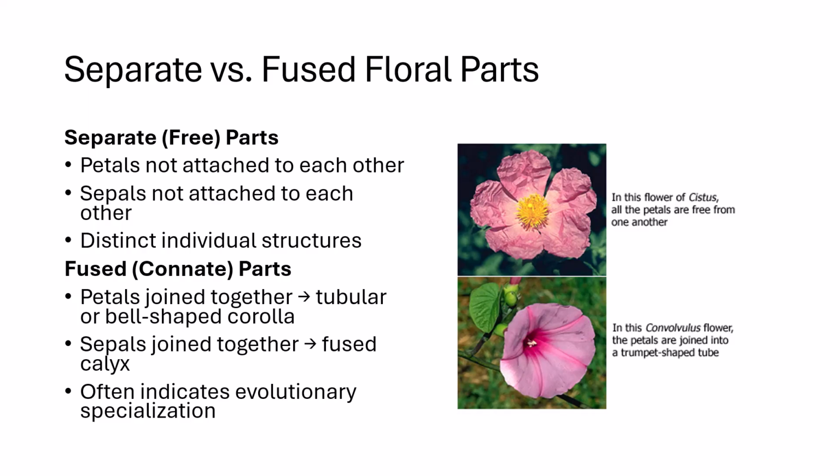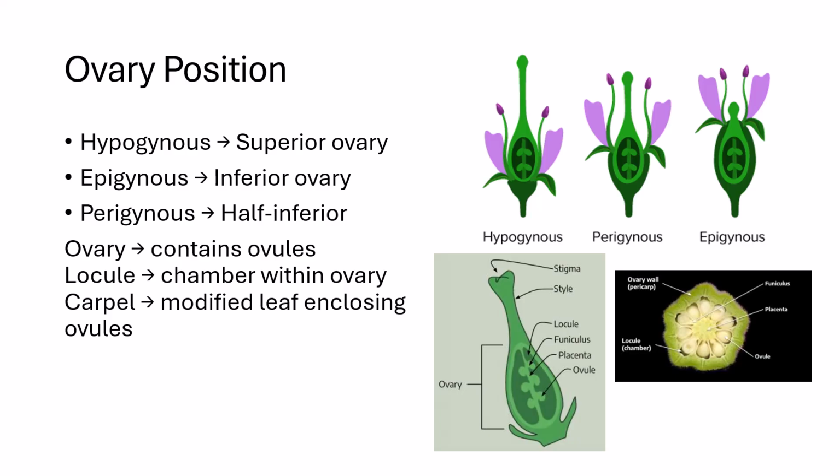The same applies to sepals. Separate sepals form a distinct calyx. Fused sepals form a united calyx. In botanical terms, fusion among similar parts is called conation. Evolutionarily, fusion often reflects specialization, especially for pollination. Tubular flowers, for example, often match specific pollinators like hummingbirds or moths. So when you look at the photos, don't just count the petals. Look closely at whether they are free or joined. That detail matters.